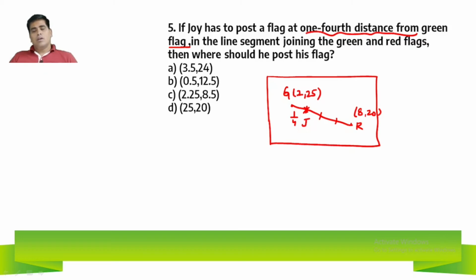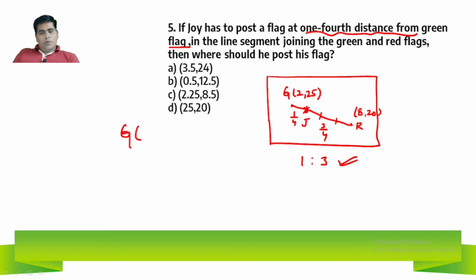So 1/4, and the remaining is 3/4. So therefore, what is the ratio here? In between G and R, J is there. J is dividing in the ratio of 1:3. This is very, very important. The ratio in between the two flags, J divides in the ratio 1:3. We'll use this ratio and we'll find the answer to the question.